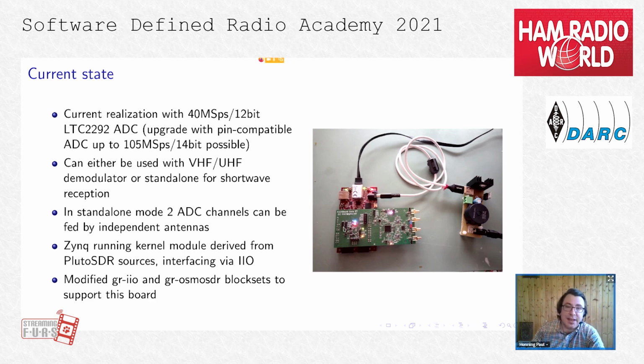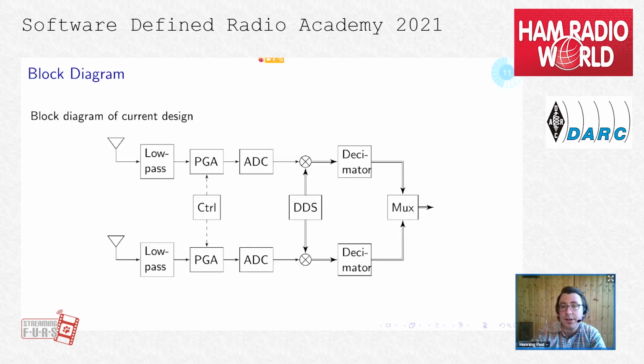And what I also did, I wrote a kernel module to support my design. You can find it on my GitHub. The link is here. It's hidden in the text there. And I also modified the GR-IIO and the GR-Osmo SDR block sets. They are also on my GitHub to support this board. It means now I can use every GNU Radio application, including GQRX, to receive signals with my SDR, standing on the shoulders of giants.